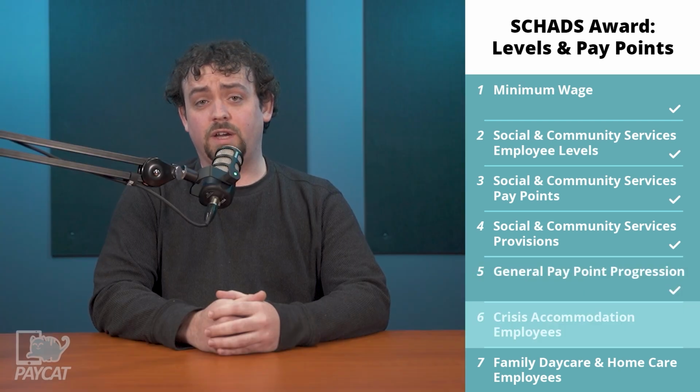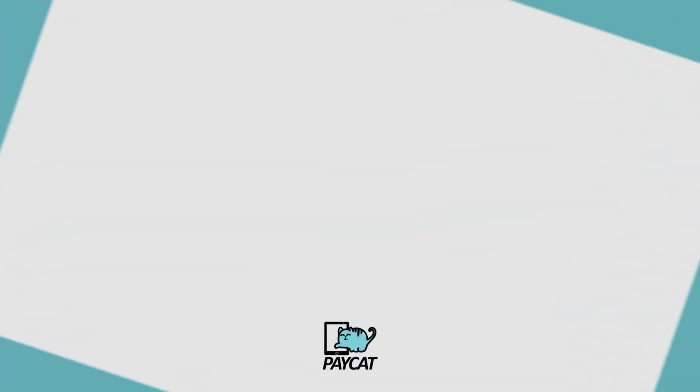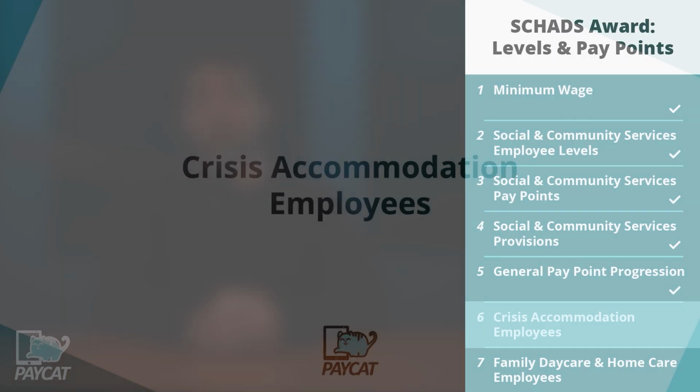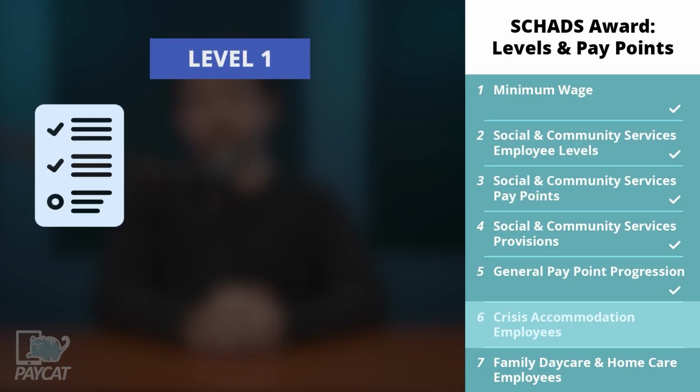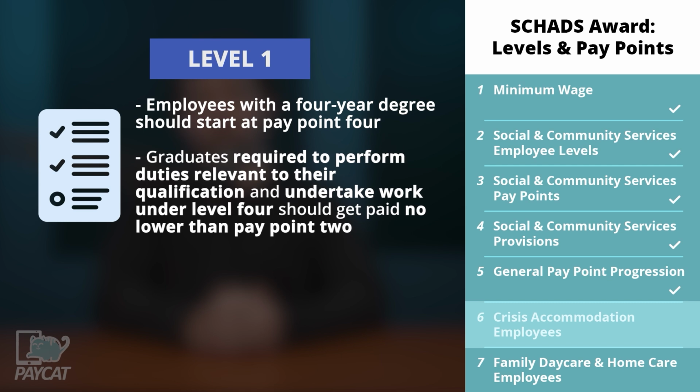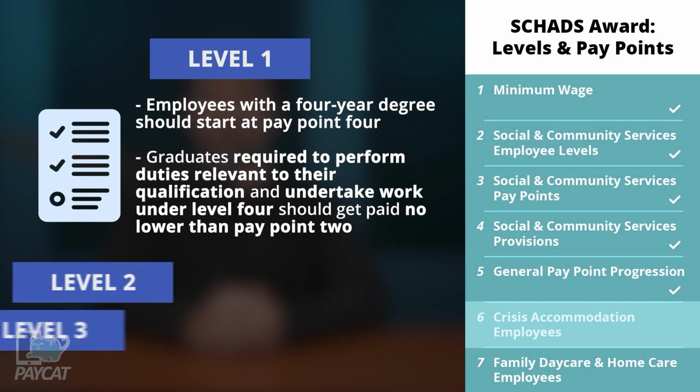So, we've covered the general clause and specific rules for social and community services employees. Let's have a look at employees in the crisis accommodation stream of the SCHADS award. A Level 1 crisis accommodation employee who has graduated with a 4-year degree must start with at least pay point 4. Graduates required to perform duties relevant to their qualification and undertake work related to the crisis accommodation responsibilities under Level 4 should get paid no lower than pay point 2.